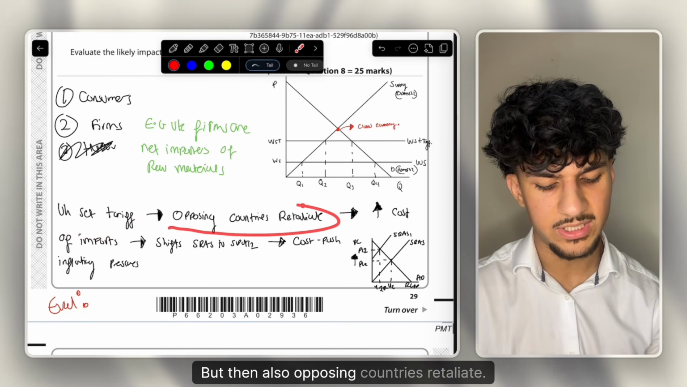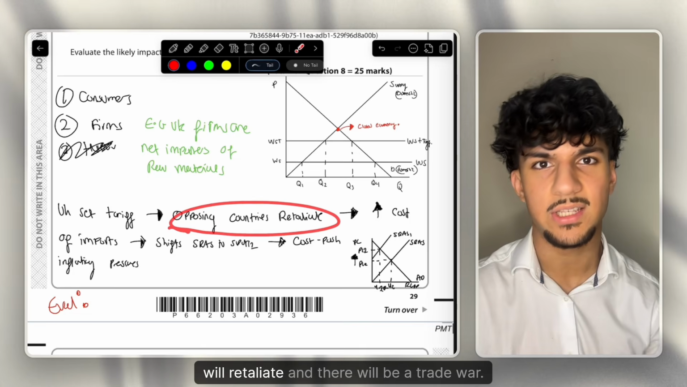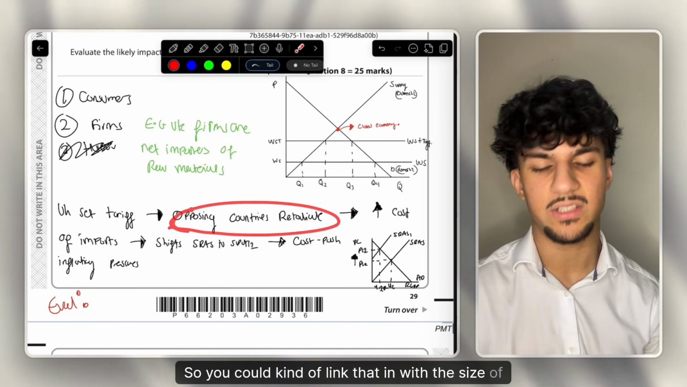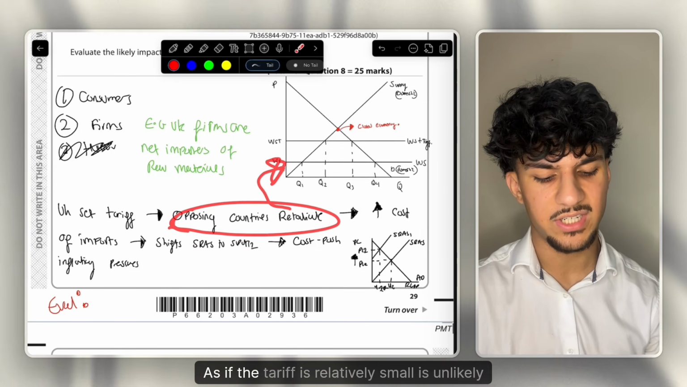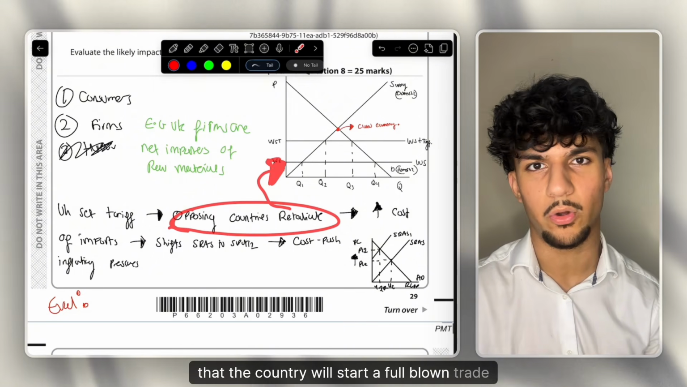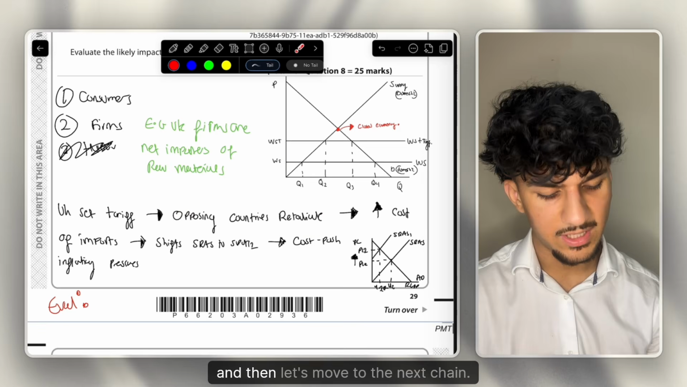But then also, opposing countries retaliate. There's no guarantee that the opposing country will retaliate and there will be a trade war. So you could link that in with the size of the tariff. So you could say, however, in evaluation, this depends on the size of the tariff, as if the tariff is relatively small, it is unlikely that the country will start a full-blown trade war and retaliate with the UK due to the size of the tariff. And then let's move to the next chain.